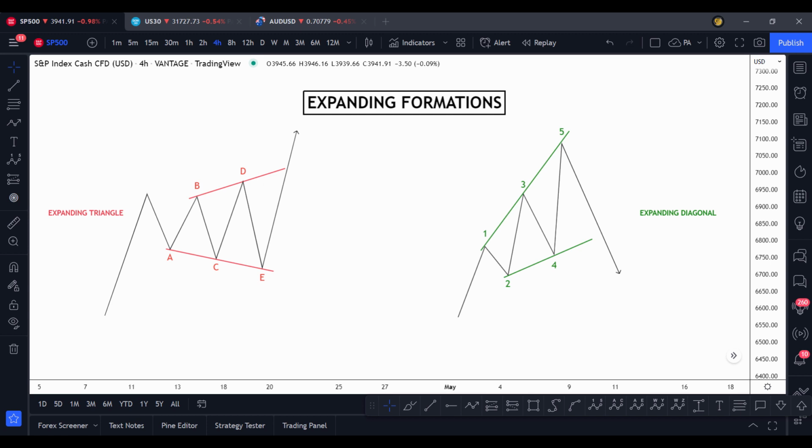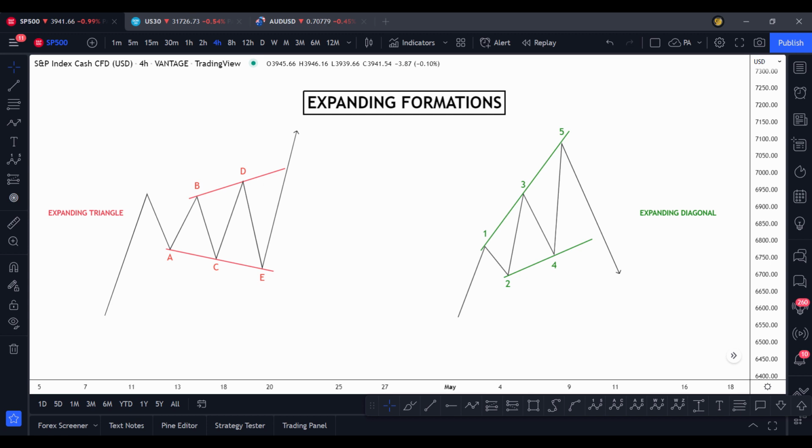In today's short educational video, we are going to be going over expanding formations. Before you go through this video, I do recommend you check out the previous one so you have more understanding of what I'm talking about and what I'm referring to in this video. Without further ado, let's get started.